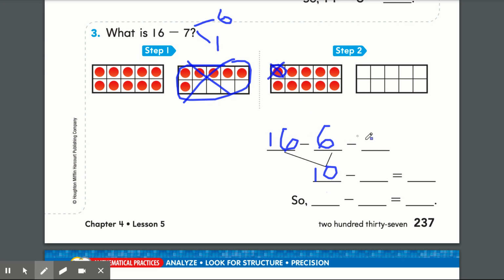So 16 minus 6 minus 1, or 10 minus 1 equals, that's right, 9. So 16, the original problem, minus 7 equals 9. Very good. Make sure to fill that in, boys and girls, on your workbook page.